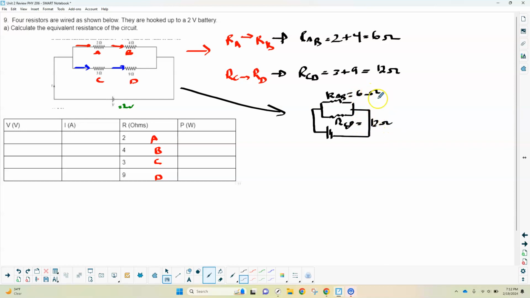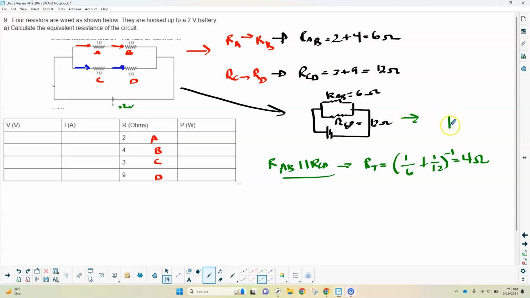Now we have to find the relationship between resistor AB and resistor CD, and they are parallel. That's what I was speaking about; I was looking ahead. AB is parallel to CD, so this is where we do the inverse idea. Our total, or the equivalent resistance, would be (1/6 + 1/12) to the negative 1. If you do that and you flip it over, you get 4. So 4 ohms is the equivalent or total resistance.